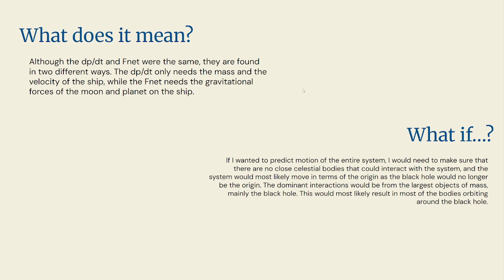And if we wanted to predict motion of the entire system, you would have to make sure that there are no close celestial bodies that could also interact with the system, and that the system would also most likely move in terms of the origin, as a black hole or planet would no longer be the origin. Instead, the entire system would move away from it most likely. However, the most dominant interaction would be everything orbiting around the black hole due to the much larger mass of the black hole. And that is it.